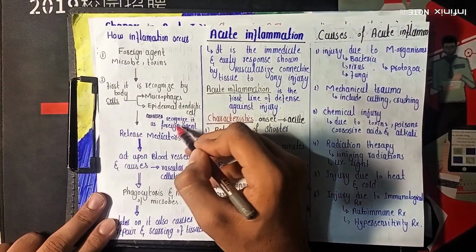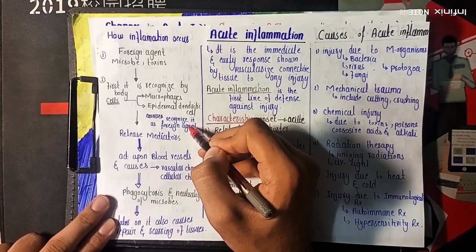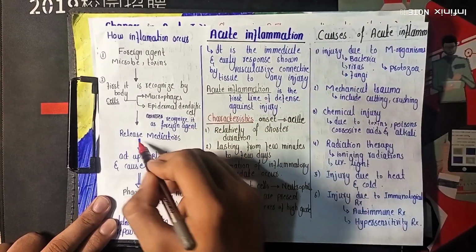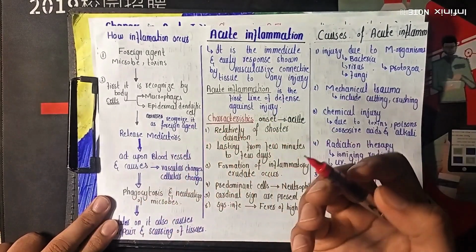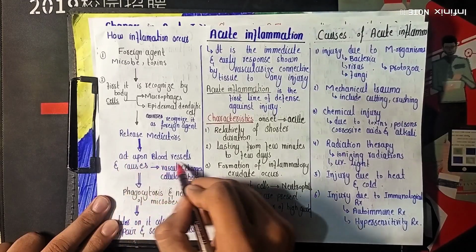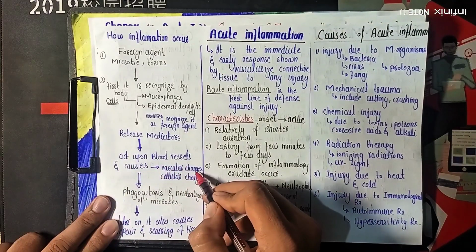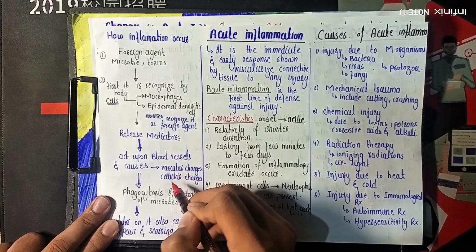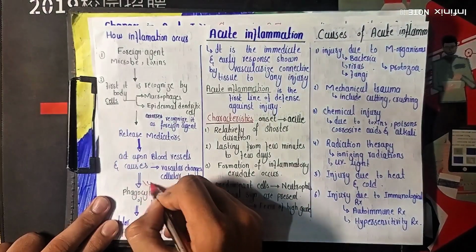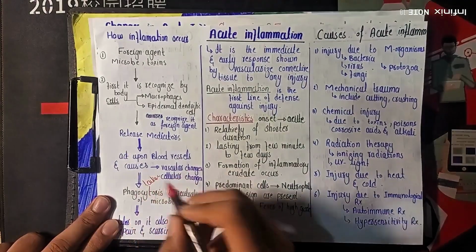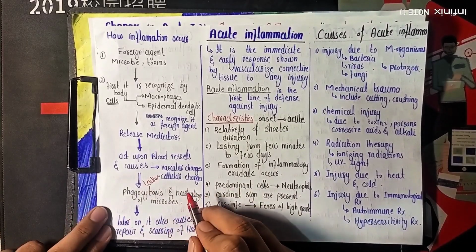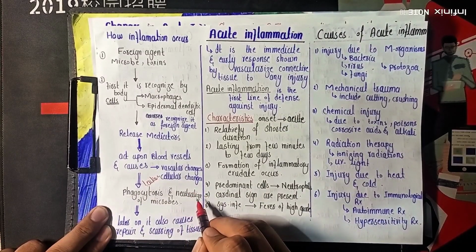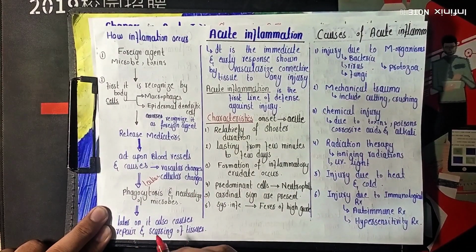And these antigen presenting cells recognize the antigen as a foreign agent, and they cause the release of various mediator substances. And these mediators act upon the blood vessels and cause vascular changes and the cellular changes. And due to these changes, there is a recruitment of the leukocytes toward the site of the injury. And these leukocytes cause the phagocytosis and neutralization of the microbe. इसी तरह later on there is repairing and the scarring of the tissue.